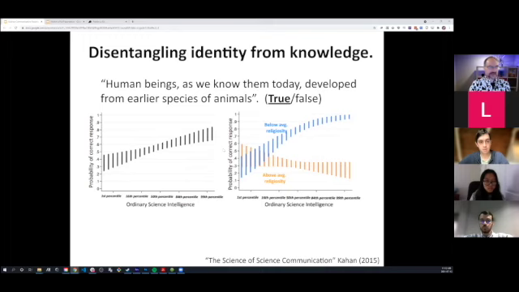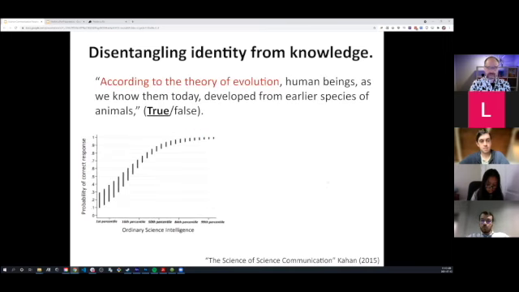However, if you map that with their religiosity, so how religious they are, and then map that still against their general science knowledge, people who are above average religiosity actually went down in the correct answer of this question as they had more science knowledge. It went down. That's because that question is tied into their identity, and they're going to protect that identity from conflicting knowledge. So how do we disentangle that?